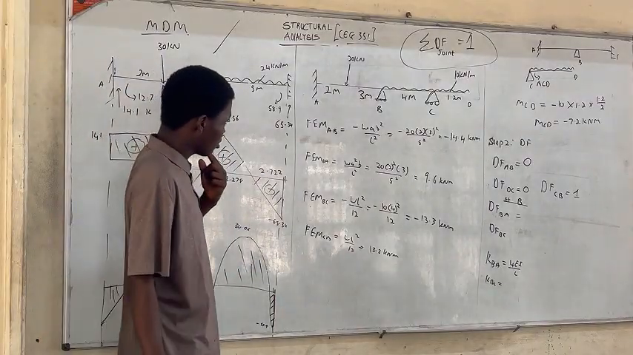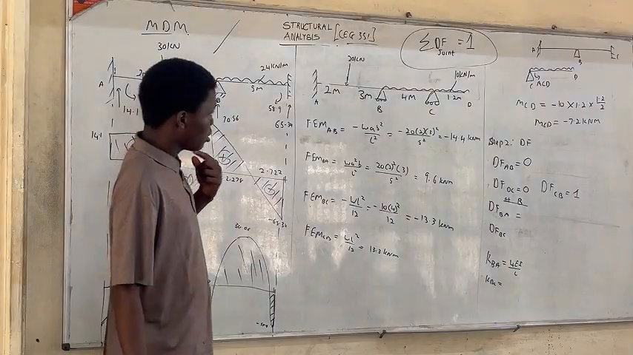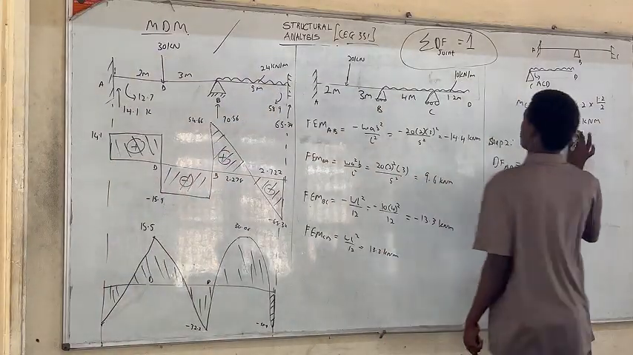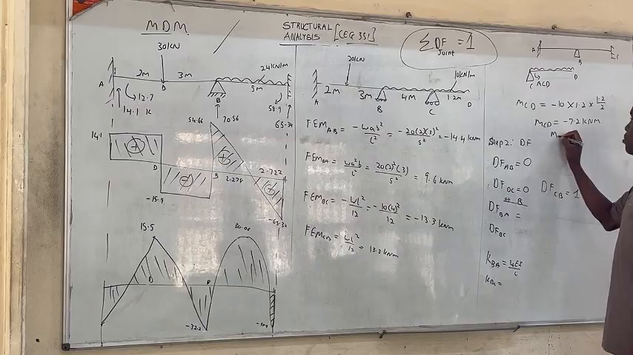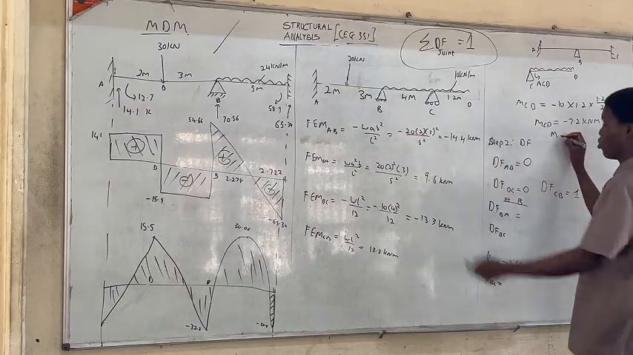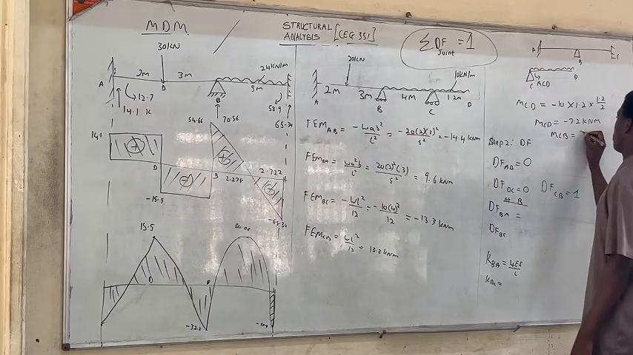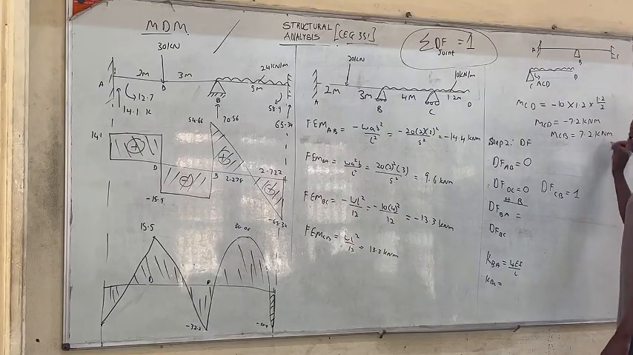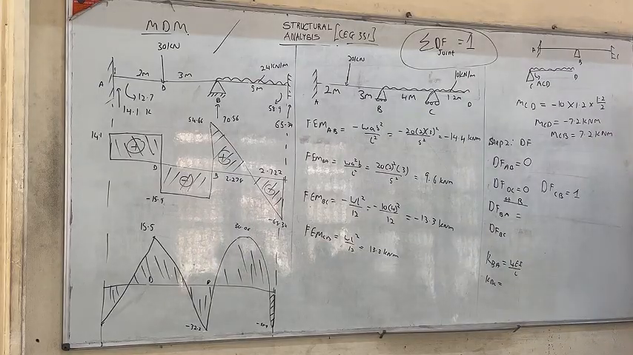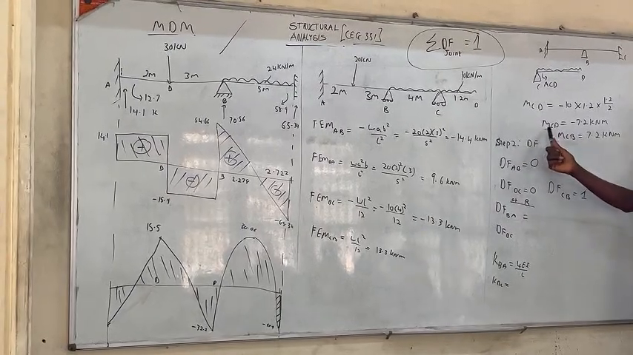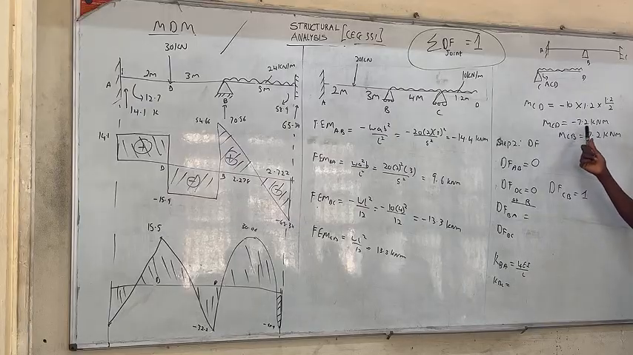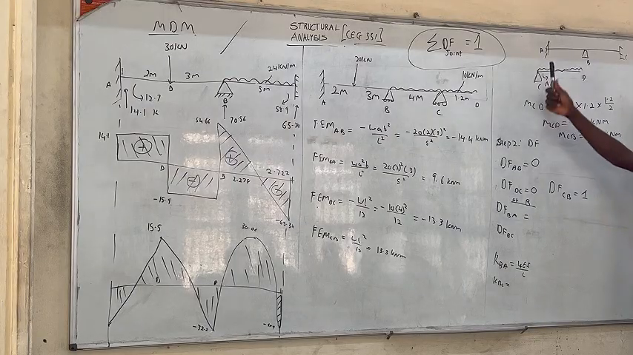FemCD. Here is our FemCD, MCD. And our MCD, we now do what? 7.2. Yes. Now, the correction we have on our distribution table. The one we solved for was MCD, which is what? Minus 7.2. I said you should assume points.